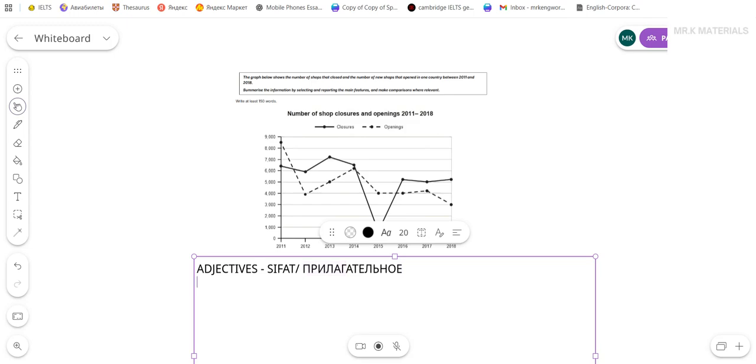Now, when do we use adjectives and why do we need adjectives? So we use adjectives to give more information or describe nouns. Nouns and only nouns, not verbs and not anything else. We describe only nouns. And in the previous video, we have already broken down what a noun is.